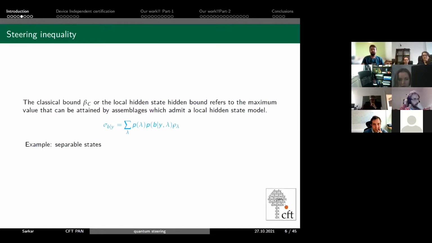So coming back to what is meant by local hidden state model, what it means is that my assemblage, which was the set of these unnormalized states on Alice's side, can be written as a probability distribution over some states rho lambda, which belongs to the Hilbert space of Alice. So for example, if you take separable states, let's say that I have my |0,0> which is shared with Alice and Bob. Then this assemblage is always the |0> state. It doesn't matter what lambda is, it will always be the |0> state and independent of whatever measurement Bob performs.